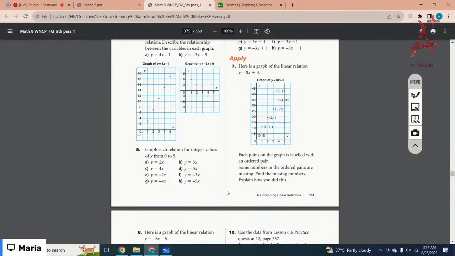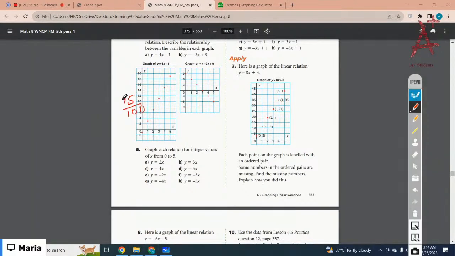Okay, just look at this one. Your x value is 2, y value is missing, right? Just put 2 here. 8 times 2 plus 3, 19. That means the point is 2 and 19, right? Okay, here x is missing.